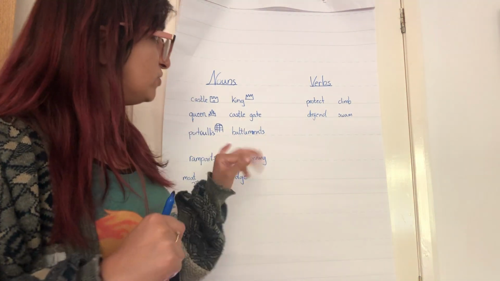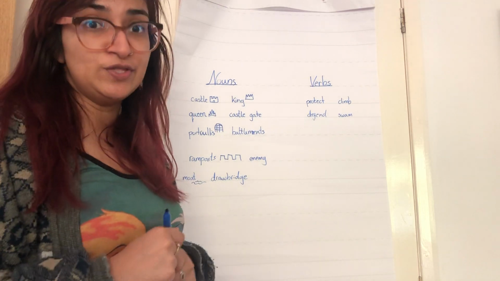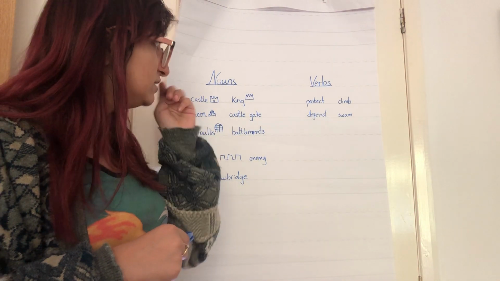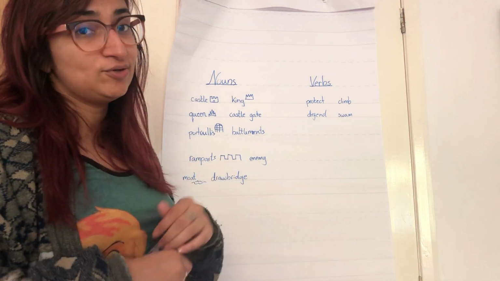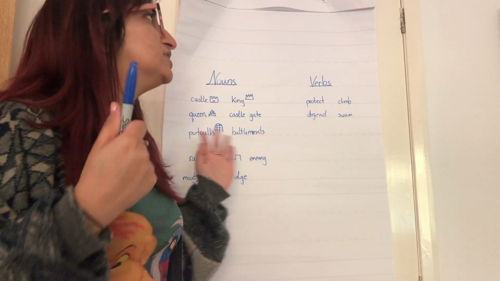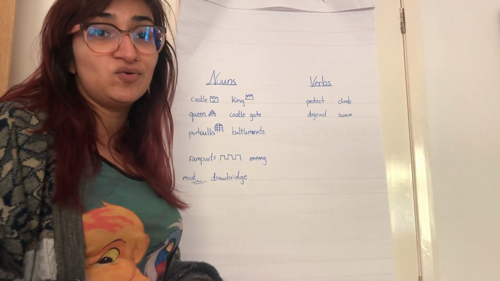Right, if you can find any more of these with your adult, you can write them down. If you are struggling to write them down, you can ask your adult very nicely if they could write this down for you, because you're going to use it later on in your writing.